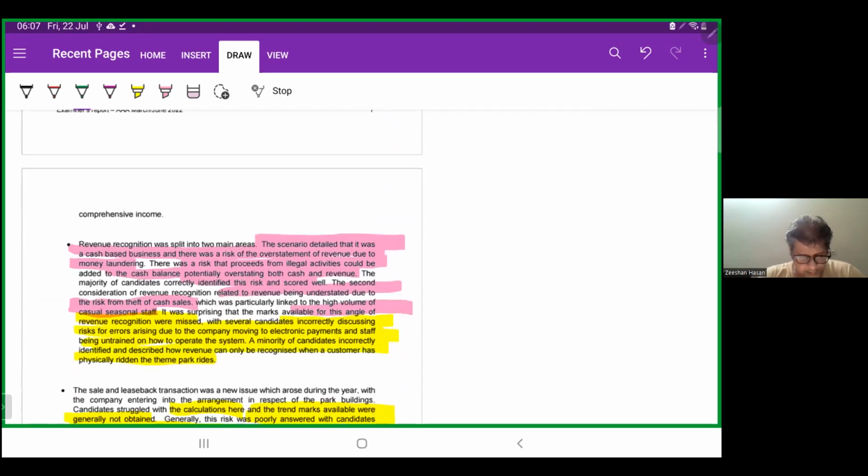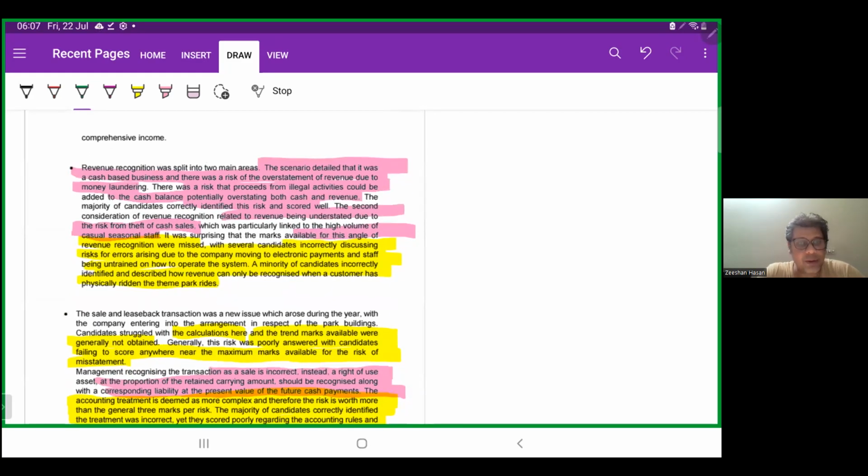Now, revenue recognition was split into two main areas. The scenario detailed it was a cash-based business and there was a risk of overstatement of revenue. Due to money laundering, there was a risk that proceeds from illegal activities could be added to the cash balance, potentially overstating both cash and revenue. The majority of the candidates correctly identified the risk and scored well.